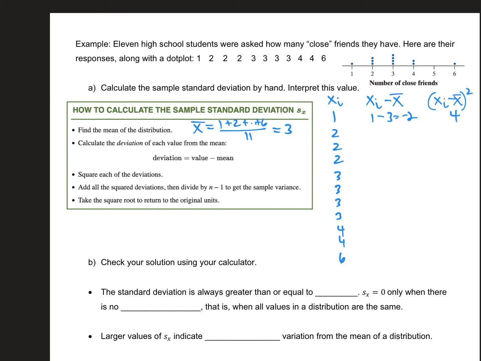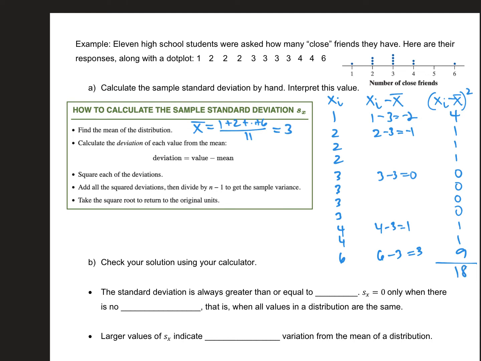Let's do 2's. 2 minus 3 is negative 1. Negative 1 squared is 1. There are 3 of those. And then the 3's. 3 minus 3 is 0, 0 squared is 0, and there are 4 of them. Then 4 minus 3 is 1, and 1 squared is 1. And 6 minus 3 is 3, and 3 squared is 9. We add all those up, 9 plus 1 plus 1 plus 4, and we get 18.